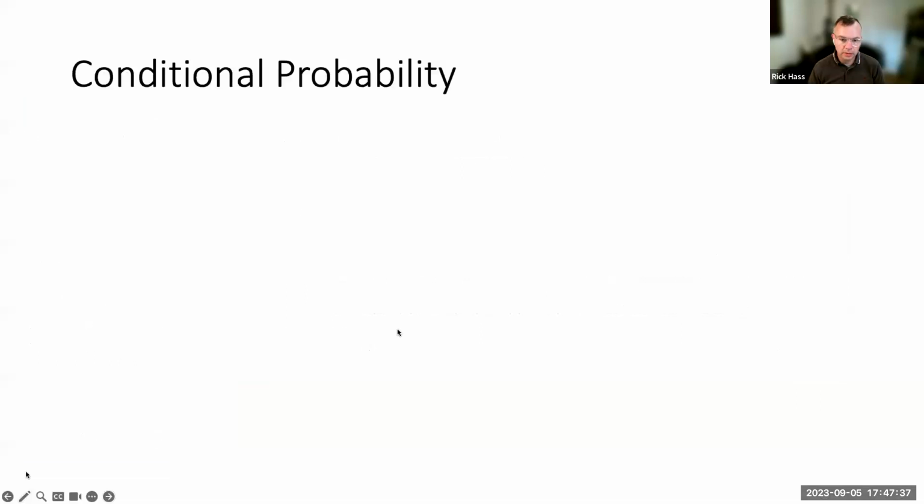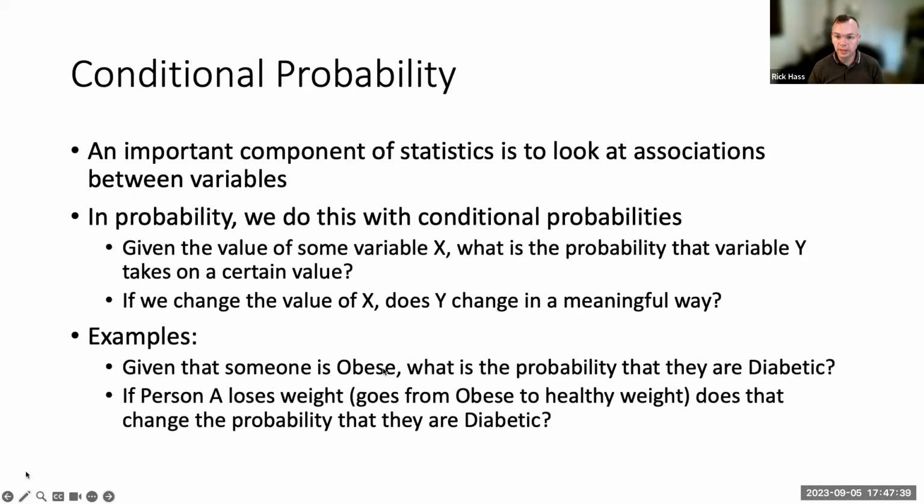So some other examples: given that someone is obese, what's the probability that they're diabetic? That's a conditional probability statement. And then we could figure out if obesity and diabetes are related by either putting this person in a study in which they lose weight, or considering a similar person who is healthy weight, or considering that conditional distribution of people. Is the probability of diabetic less or more?